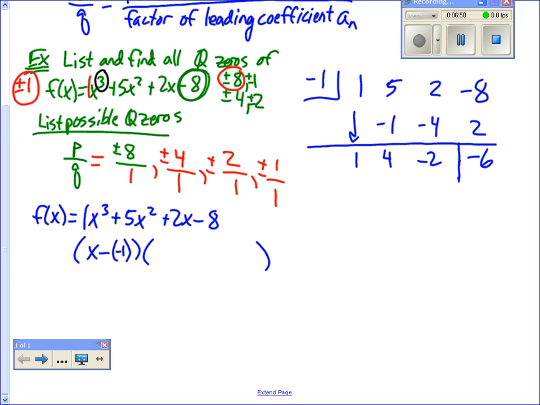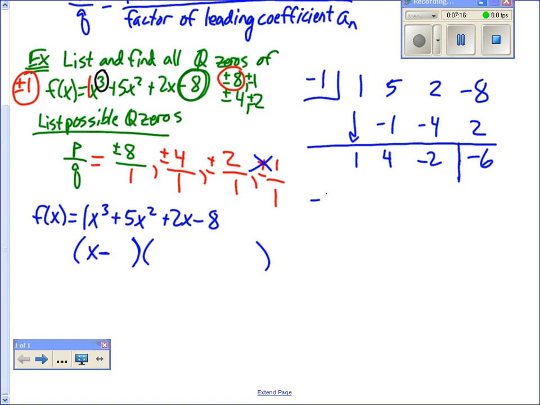Nope, didn't work, right? So I know x minus -1, that is not a factor. Okay, and graphically speaking, -1 is not an x-intercept. At -1, I do not cross the x-axis. So we've tried that one, I can throw it out.